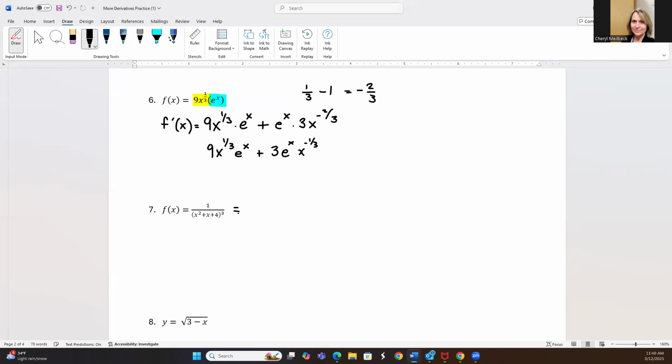Let's look at problem number 9. Now, on problem number 9, you could use the quotient rule, but it's going to be a lot easier to just convert this first. So instead of writing this as 1 over x squared plus x plus 4 to the third, it'll be easier if we rewrite this without taking the derivative, and we just call it x squared plus x plus 4 to the negative third. Now we can just use the chain rule.